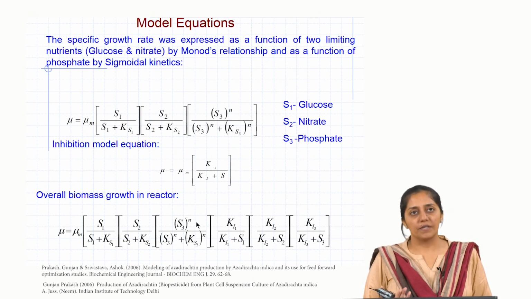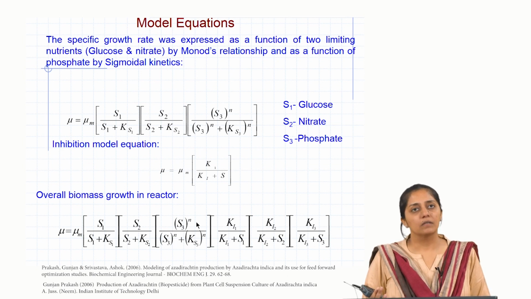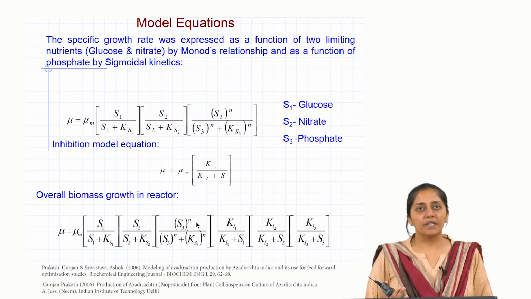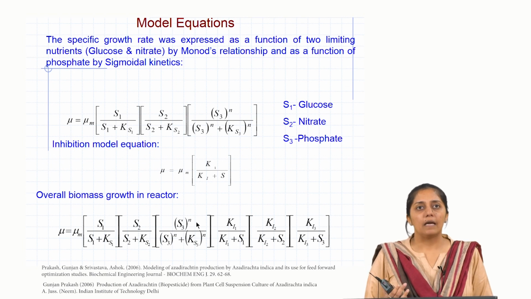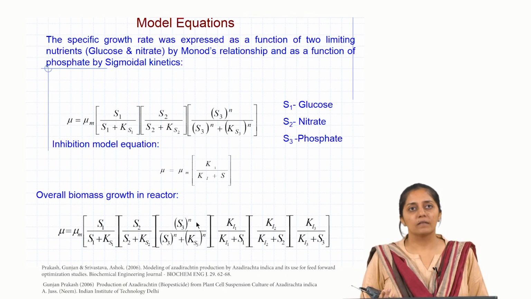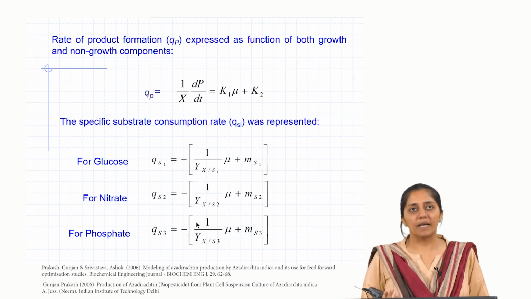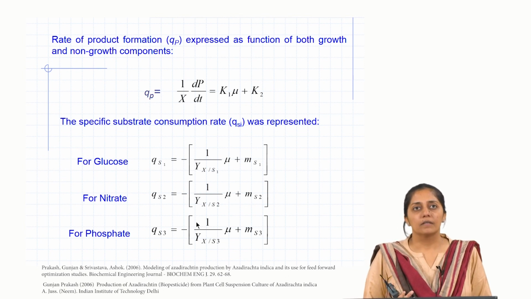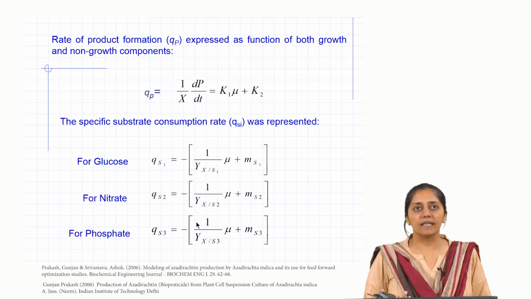This was the model equation used, which had the limiting terms with respect to all the limiting nutrients taken up in the model: the glucose, nitrate and phosphate concentration. They also incorporated the inhibition terms with respect to the same three substrates to account for substrate inhibition during fed batch cultivation. Then the Luedeking-Piret model was used to define product formation kinetics.